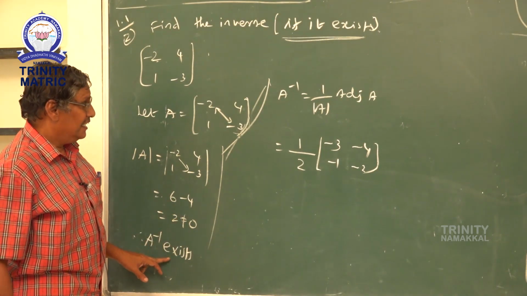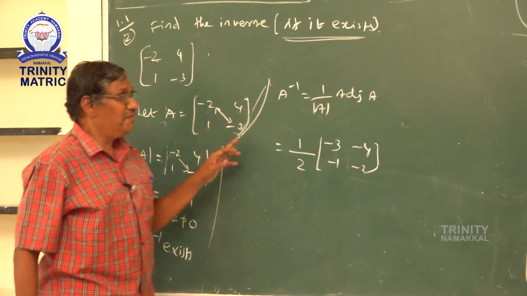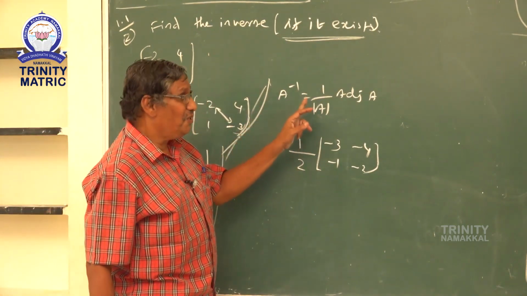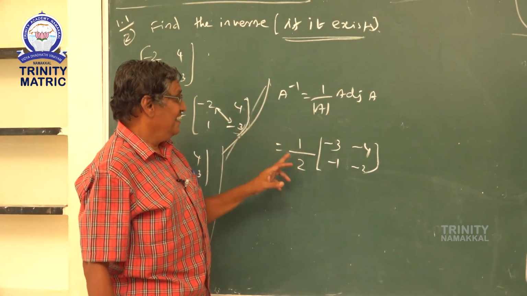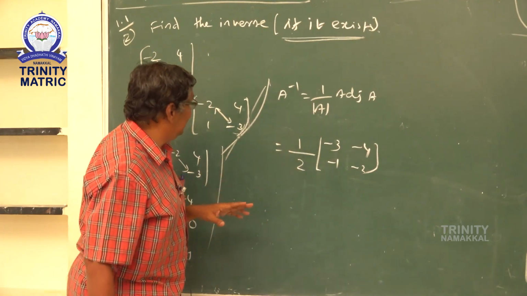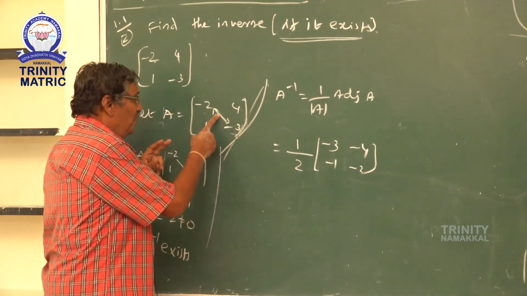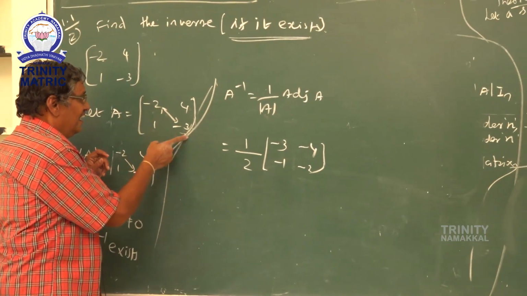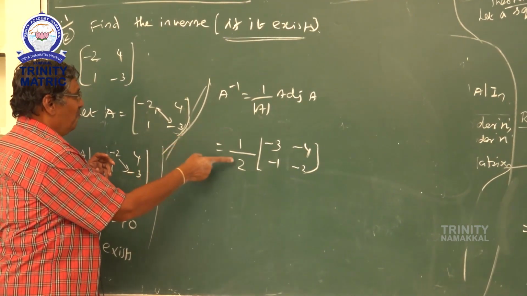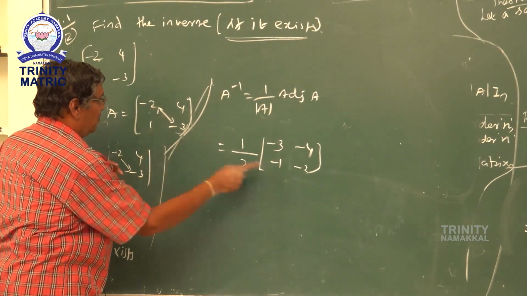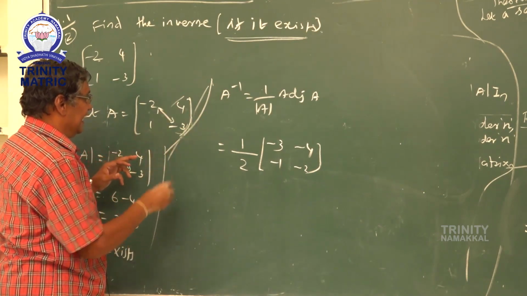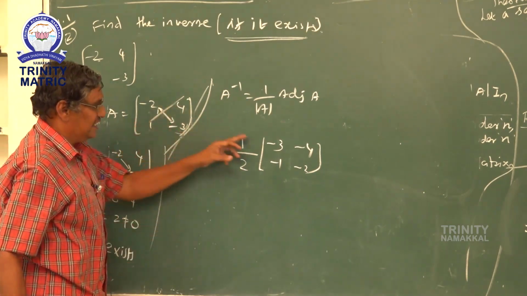Therefore A inverse exists. The formula for A inverse is 1 by determinant times adjoint A. For a 2 by 2 matrix the inverse is very easy. You interchange the main diagonal elements, that is 1 by 2 times minus 3, minus 2. That is called the secondary diagonal, and for the secondary diagonal you put a negative sign.